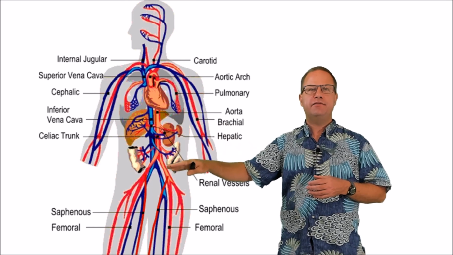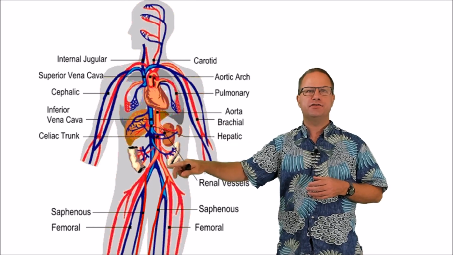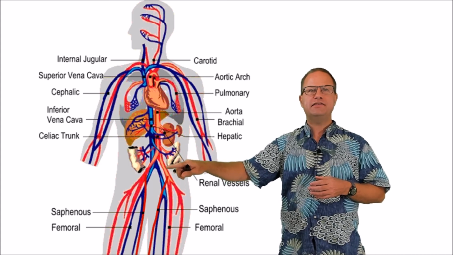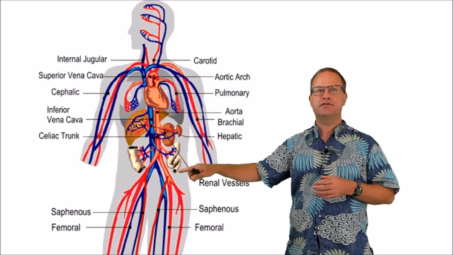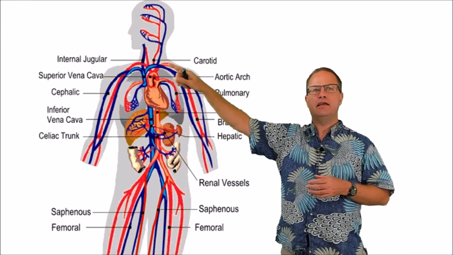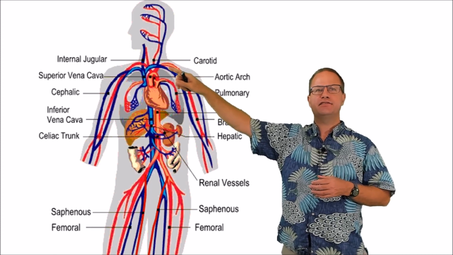A lot of the blood vessels in the body are named for their locations. For example, right here, this is the common iliac artery. What is it named for? Well, it's named for the ilium, the hip bones that are right in here as well. If you go up here, this blood vessel, it's called the subclavian vein. What does subclavian mean? Well, it means below the clavicle, so that's the vessel below the clavicle.